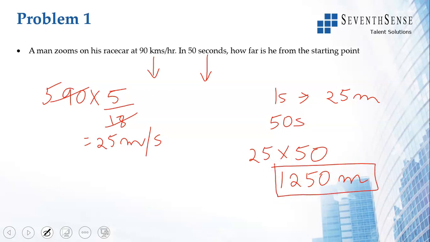So in 1 second, he covers 25 meters. In 50 seconds, he covers how much? 25 into 50. That becomes 1250 meters. He covers more than a kilometer in 50 seconds, and that is expected because the speed is more than 60 kilometers per hour. That's just a quick check, and that is correct.